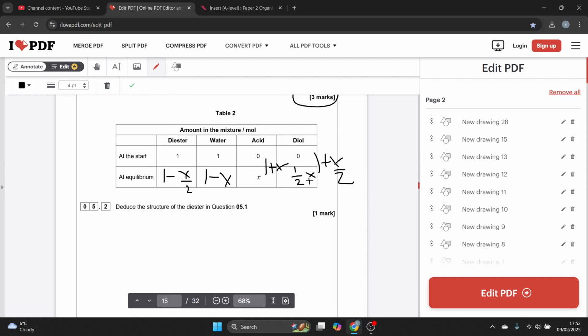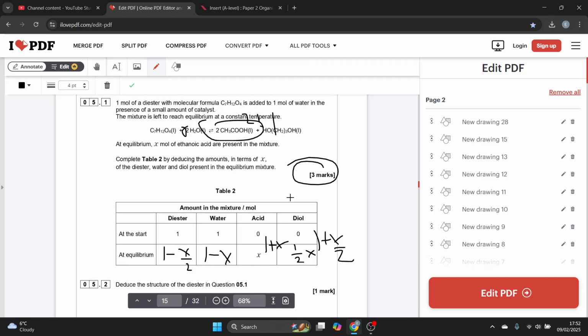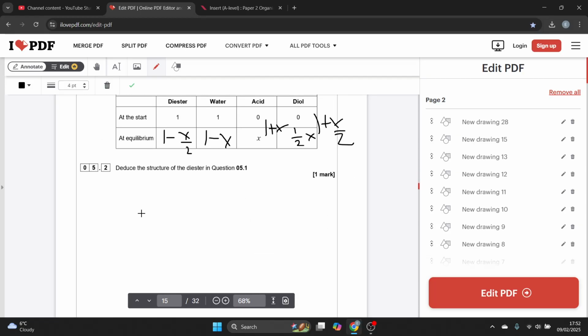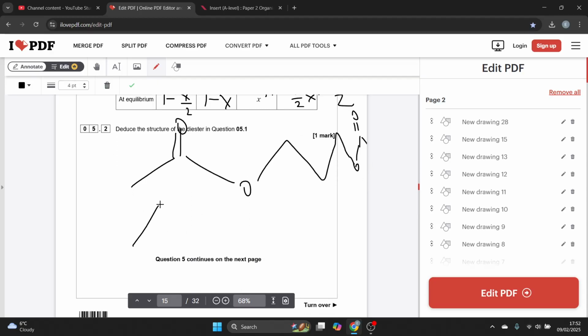Then it says, deduce the structure of the diester in question 5.1. C7H12O4. So I've got here, double bond over here, then oxygen here, the oxygen here, double bond O here. 1, 2, 3, 4, 5, 6, 7. Perfect. So let me draw it out properly like this.